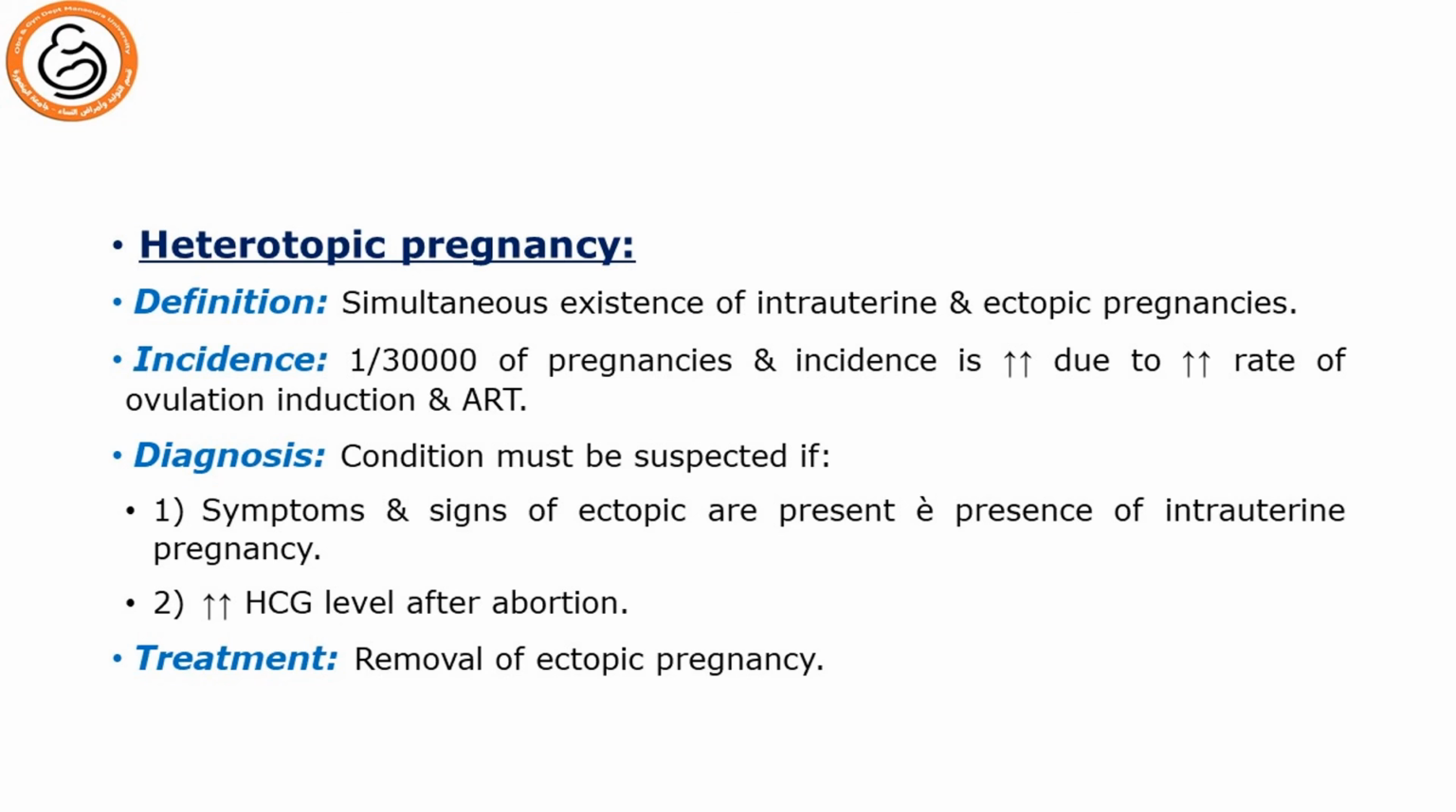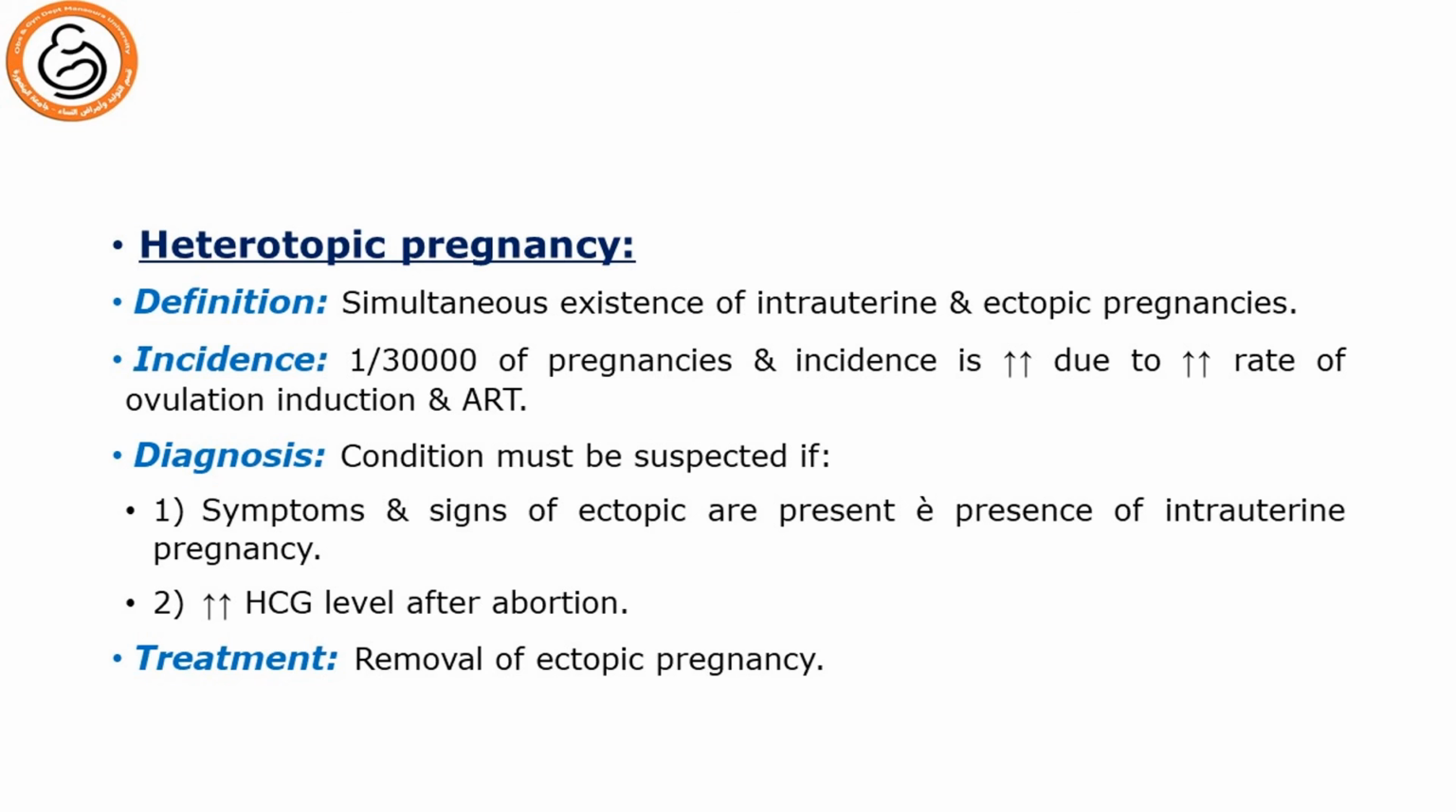A rare condition called heterotopic pregnancy is where there is simultaneous existence of an intrauterine normal pregnancy and an ectopic pregnancy. The incidence of this condition is rare, 1 in 30,000 pregnancies, and the incidence has increased due to the increased rate of ovulation induction and ART.